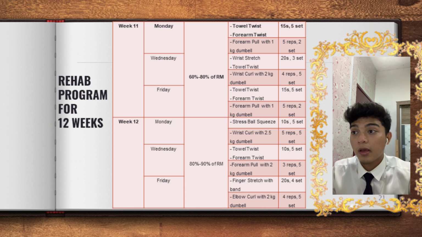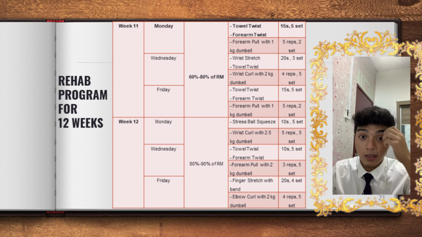Okay, for the next day we have a wrist stretch, also a towel twist. We will do 20 seconds for 3 sets. And we also have a wrist curl with a 2 kilogram dumbbell. So you can see that it had an additional resistance from 1 kilogram to 2 kilogram. We will do 4 reps for 5 sets. Okay, for the last day for week 11 is Friday.